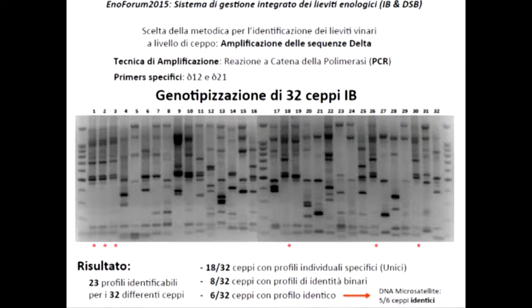And then we had 6 strains which had an absolutely identical profile. The 6 were subjected to DNA microsatellite analysis, and this analysis actually proved that 5 out of 6 are identical.